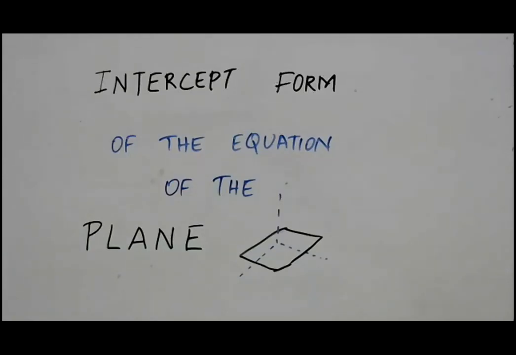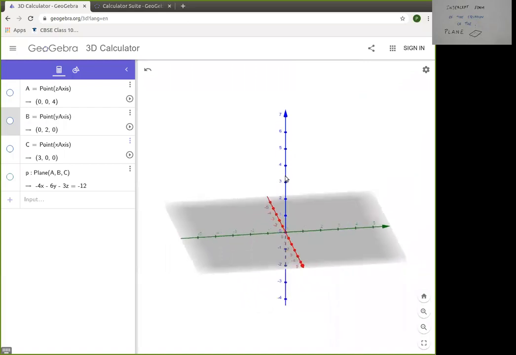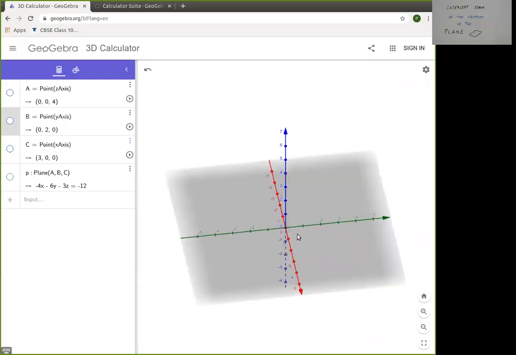Hi, so in this video we'll be learning about the equation of the plane in intercept form. By intercept form, I mean the place where a particular plane is cutting our x-axis, y-axis and z-axis. I've already defined a plane over here, that is minus 4x minus 6y minus 3z is equal to minus 12.